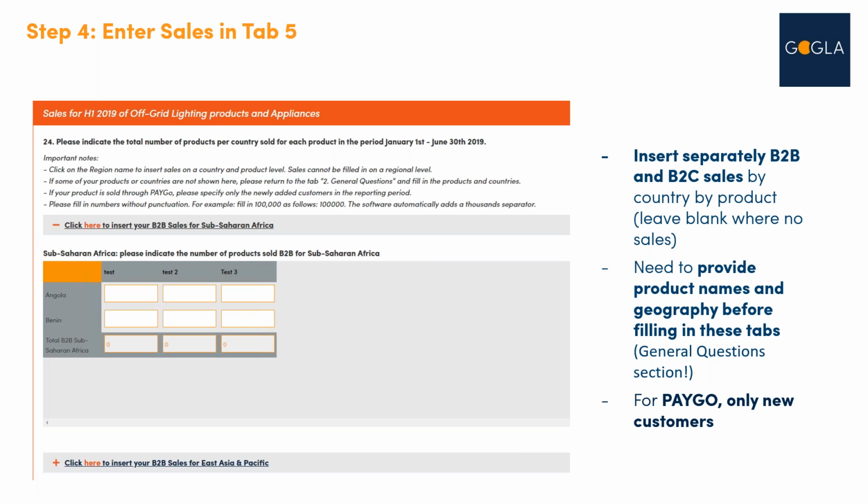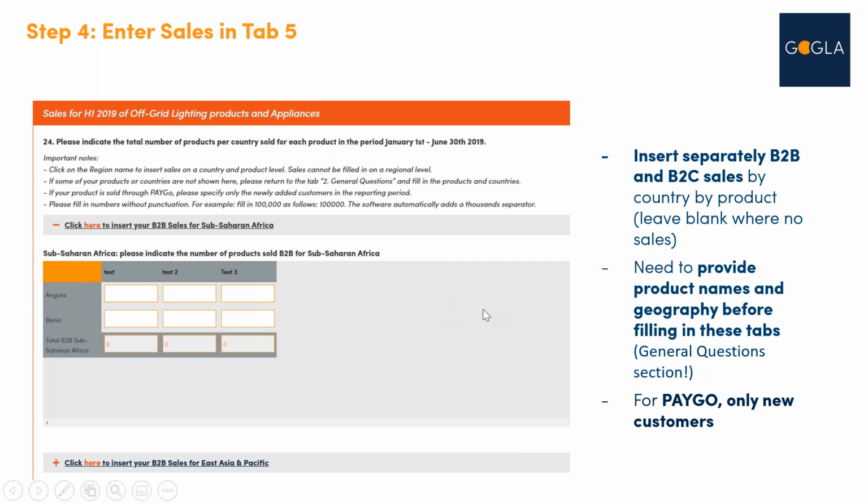I mean, the same goes for the cash products, of course. It has to be sold in this period. But I'm specifically pointing out that for Paygo products, we really only want to have new customers, because of course, companies have a customer portfolio of paying customers, but we're not asking for the size of your portfolio as a whole. We only need to know newly added customers.